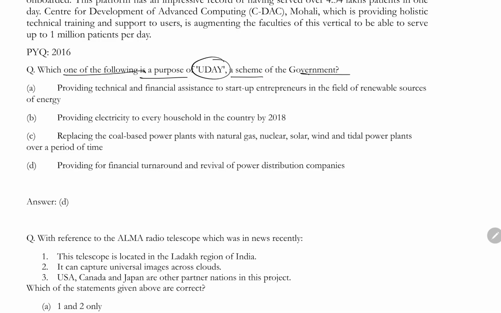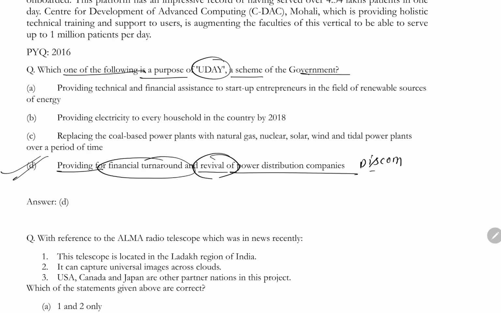So what is the Uday scheme of the government? The Uday scheme provides for the financial turnaround and revival of the power distribution companies. So the correct statement is option D, that the Uday scheme will give financial assistance to the distribution companies, or what we call the discoms, and it will help in the revival of the discoms. So the correct option will be option D.